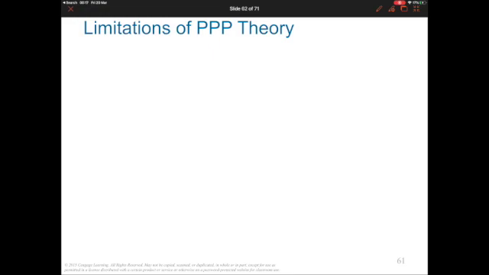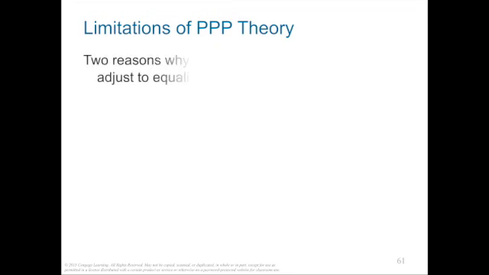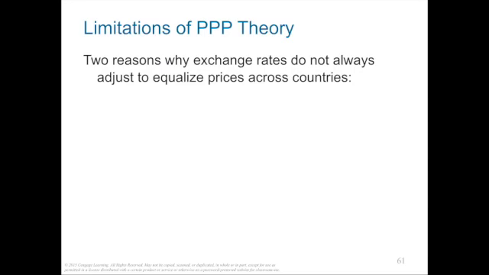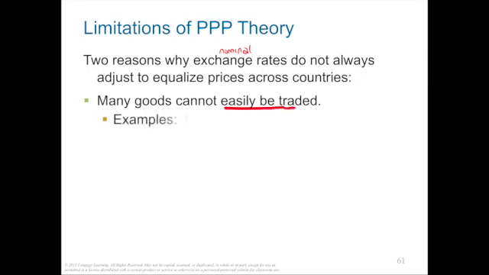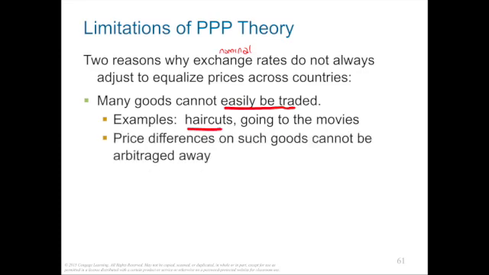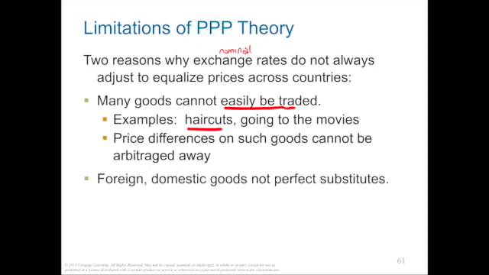So let us conclude the chapter by briefly discussing the limitations of the purchasing power parity theory. There are two main reasons why exchange rates do not always adjust to equalize prices across countries, and here exchange rates means nominal exchange rates. First, many goods cannot be easily traded, for instance haircuts. Since they cannot be easily traded, the price difference of such goods cannot be arbitraged away. For instance, as much as I like to get my haircut from my hairdresser in Italy, there cannot be price competition with hairdressers here in Boulder.